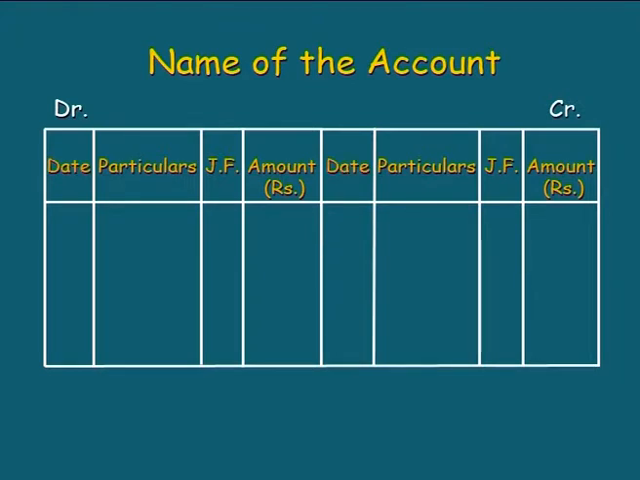This column shows the date on which the transaction took place. Then comes the particulars column. This column shows the name of the opposite account. We will further understand it while discussing the accounting process.